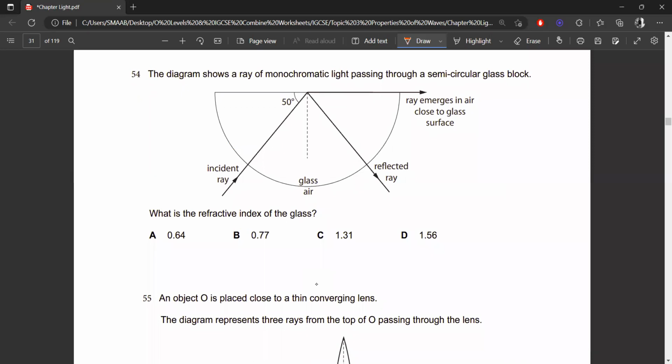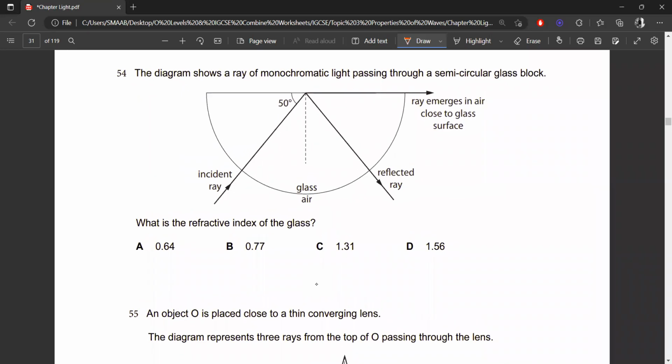54. The diagram shows a ray of monochromatic light, meaning single wavelength, passing through a semicircular glass block. What is the refractive index? So again, you need to find out the refractive index. So what will be the angle of incidence? What will be the angle of refraction? You need to find out the angle of incidence and refraction.